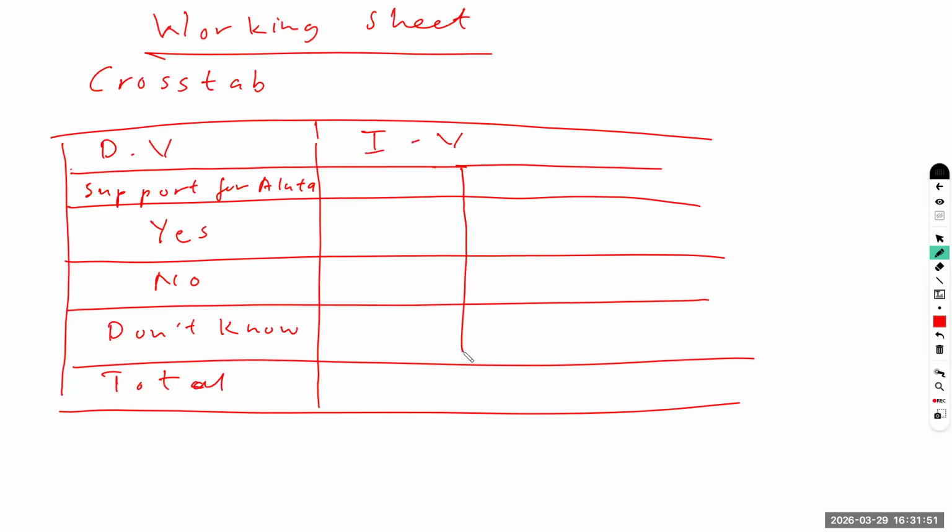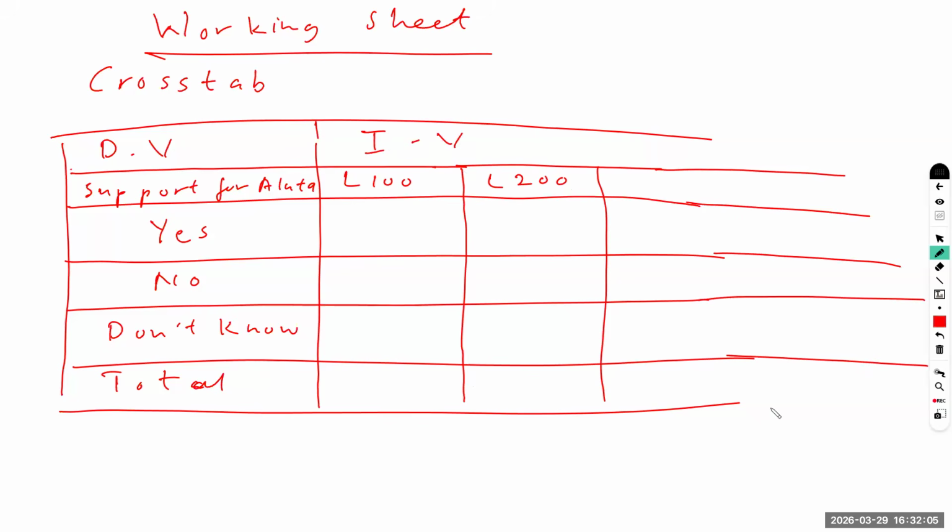Then I do my first cut, which is level 100. I do my second cut, which is level 200. Then my third cut, level 300. As I said, some people may decide to do another table for the total. You can do that, but to avoid confusion, I'm not going to do that, as I showed you, so we don't have any confusion.